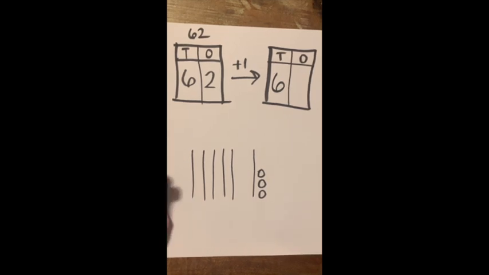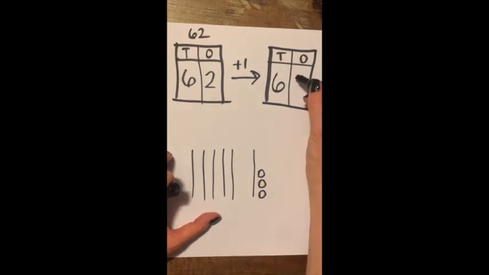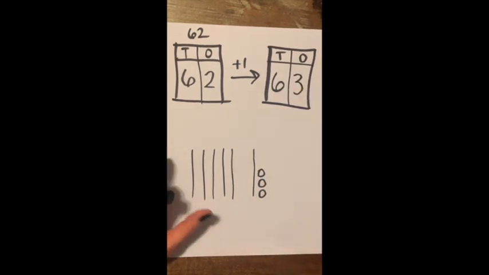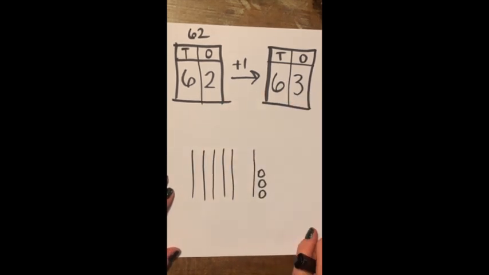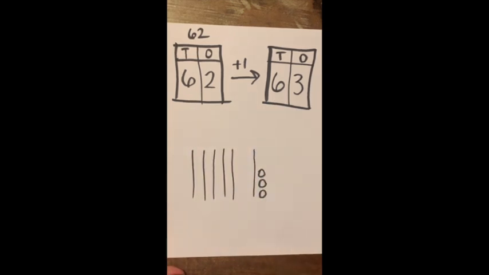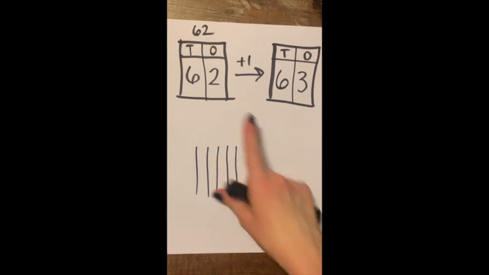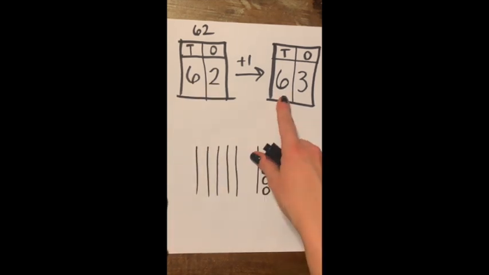Now let's count our ones. 1, 2, 3. Which place value changed? Which place value stayed the same? If you've said that our ones place changed, it went up one, and our tens place stayed the same, you are correct. So one more than 62 is 63.